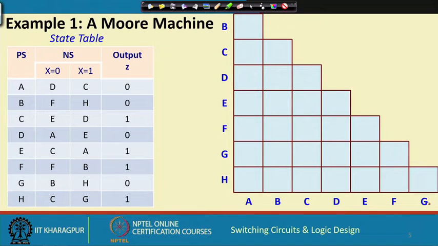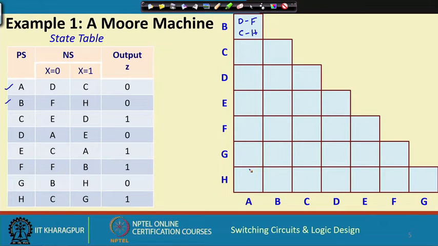Now, from the table let us see. Because it is a Moore machine, let us look at it one by one, starting with A and B. Look at the rows corresponding to A and B, these first two rows. The outputs are the same, 0, 0. The next states are, for x equal to 0, D F, and for x equal to 1, C H. So we can write D F and C H.